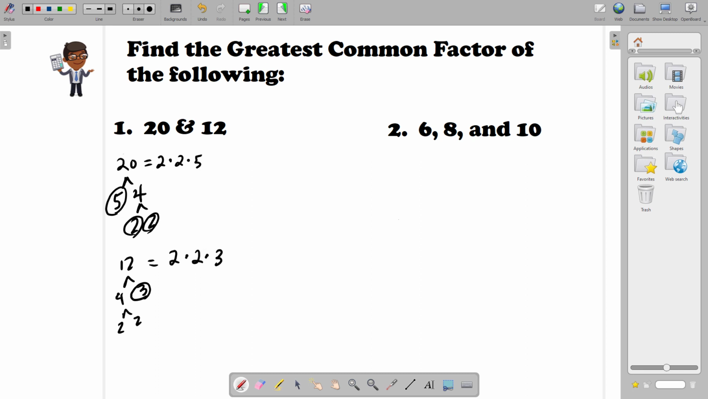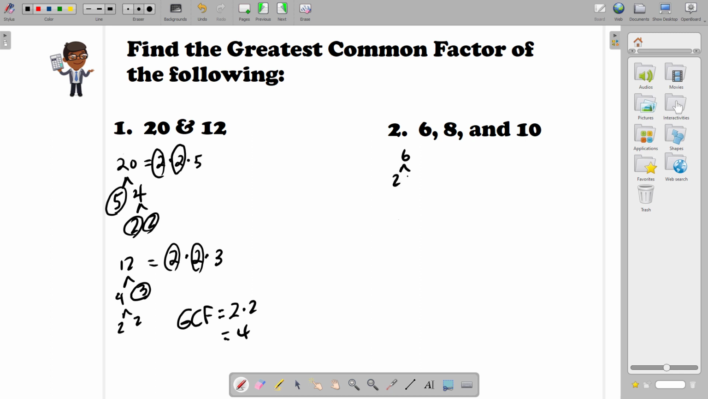So to find the greatest common factor, we look for what factors are in both numbers. We have a 2 in both, but we also have another 2 in both. So the greatest common factor of 20 and 12 is 2 times 2, which is 4. And what that means is 4 is the largest number that will go into or divide into 20 and into 12.